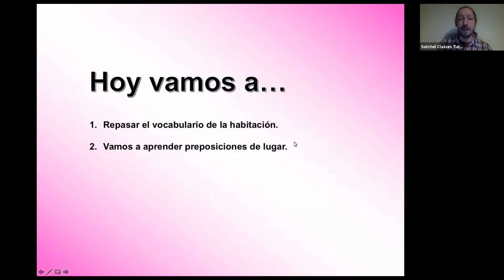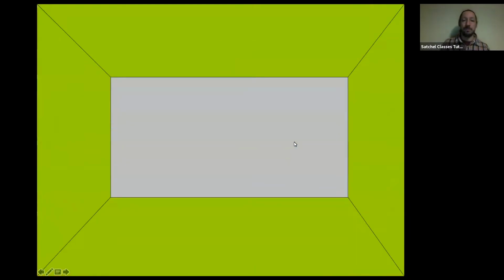Hoy vamos a repasar el vocabulario de la habitación y vamos a aprender preposiciones de lugar. Don't be misled by the only 2 objectives that we see today. We are going to be learning lots of words. So the first thing I'm going to do is show you a room. It won't be my room.